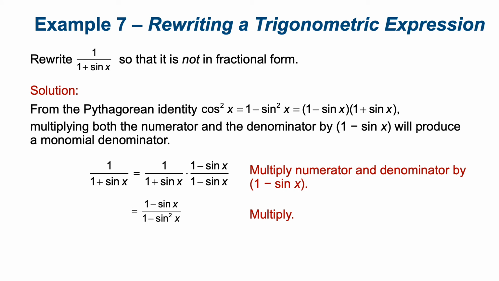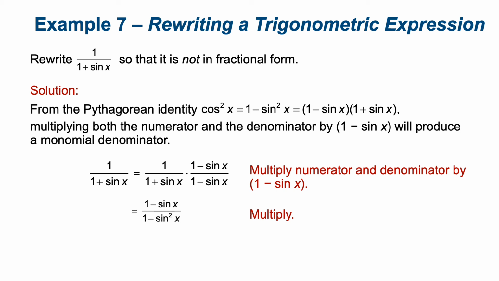Okay, so let's do another example. Let's rewrite 1 over 1 plus sine of x so that it's not in fractional form. Okay, so one trick to remember is the Pythagorean identity: cosine squared of x is equal to 1 minus sine squared of x. That's a difference of squares, yeah? So if I was to factor 1 minus sine squared of x, that's 1 minus sine of x times 1 plus sine of x. So if I look here, I think to myself, wow, maybe if I multiply top and bottom by 1 minus sine of x, I could simplify the denominator, okay, so that I have just one term instead of two terms.